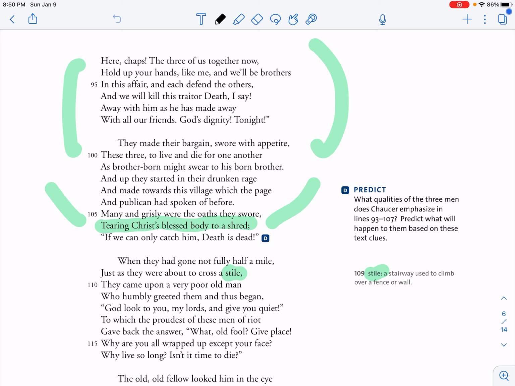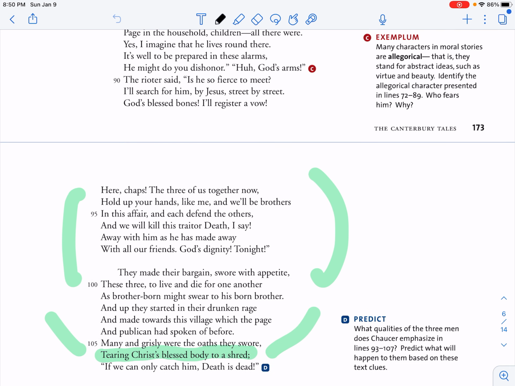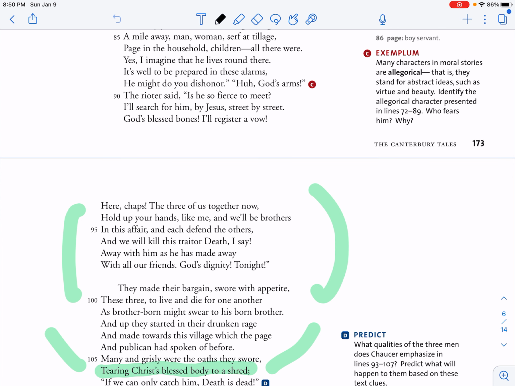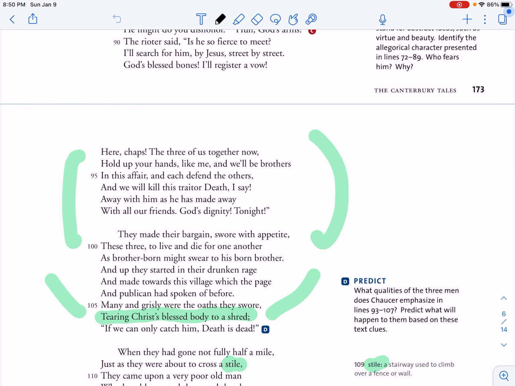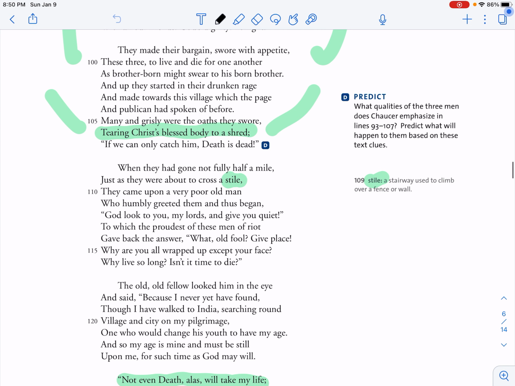So somebody else tells them about how this village got wiped out by the plague, and then the rioters decide that they're going to go after Death. They're going to kill Death. Now, how could you kill Death, right? That's ironic and it's funny. But they're going to go after Death. That's what they say. Well, they're drunk anyway. And then they make a pledge that they're going to be brothers and they're going to help each other. Well, we'll see how that goes.